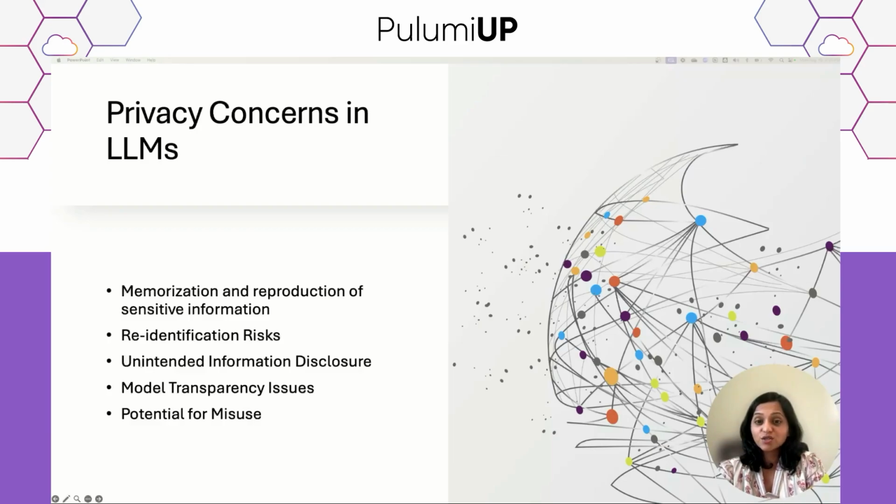Then there is the issue of model transparency. LLMs are complex beasts, and it's often hard to understand how they arrive at their output. This black box nature makes it challenging to trace and address privacy breaches when they occur.